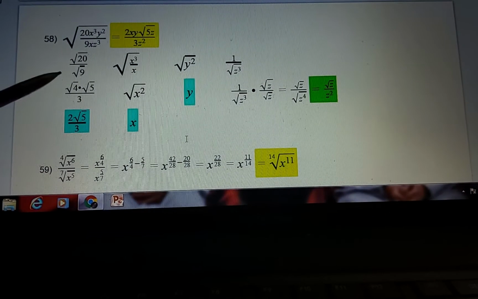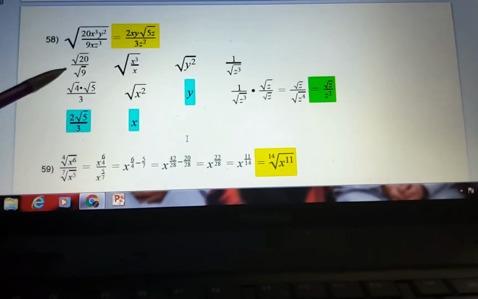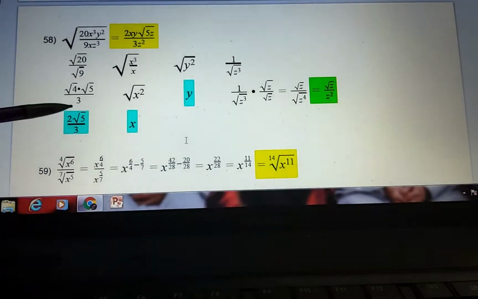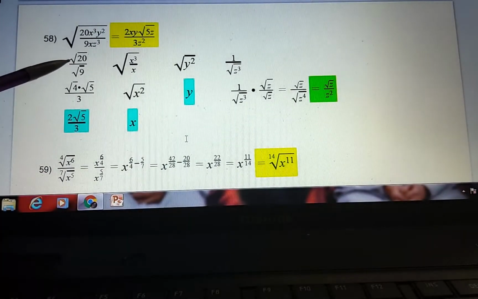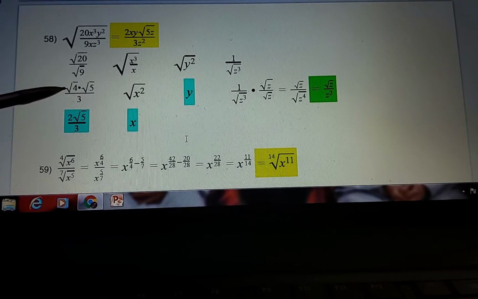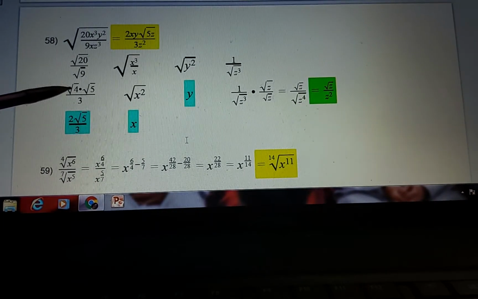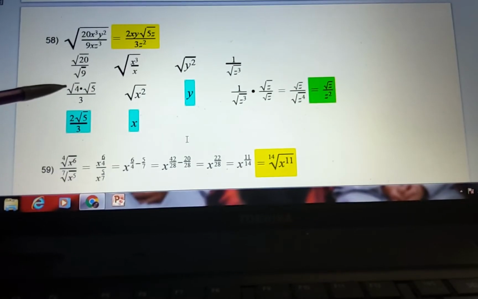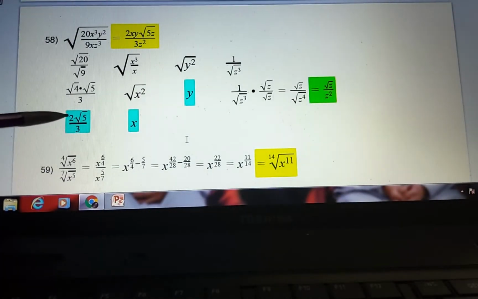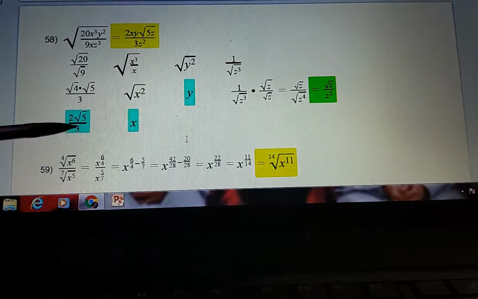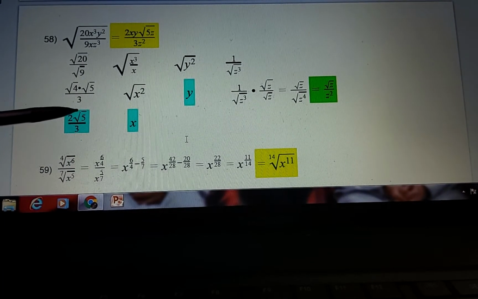Okay, so now I took this and I simplified it. I know the square root of 9 is 3. My square root of 20 gets broken down into the square root of 4 times the square root of 5, because 4 is on my x squared list. And I want the square root of 4 because it turns into 2. So my bottom turned into 3, the top turns into 2 square root of 5.